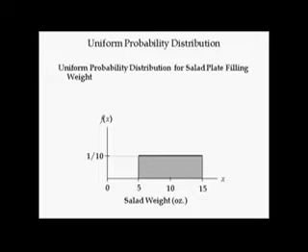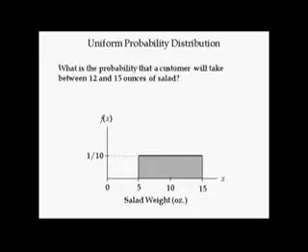This is because the uniform distribution is symmetric. Question: what is the probability that a customer will take between 12 and 15 ounces of salad? In statistics notation, we want the probability that x is between 12 and 15.